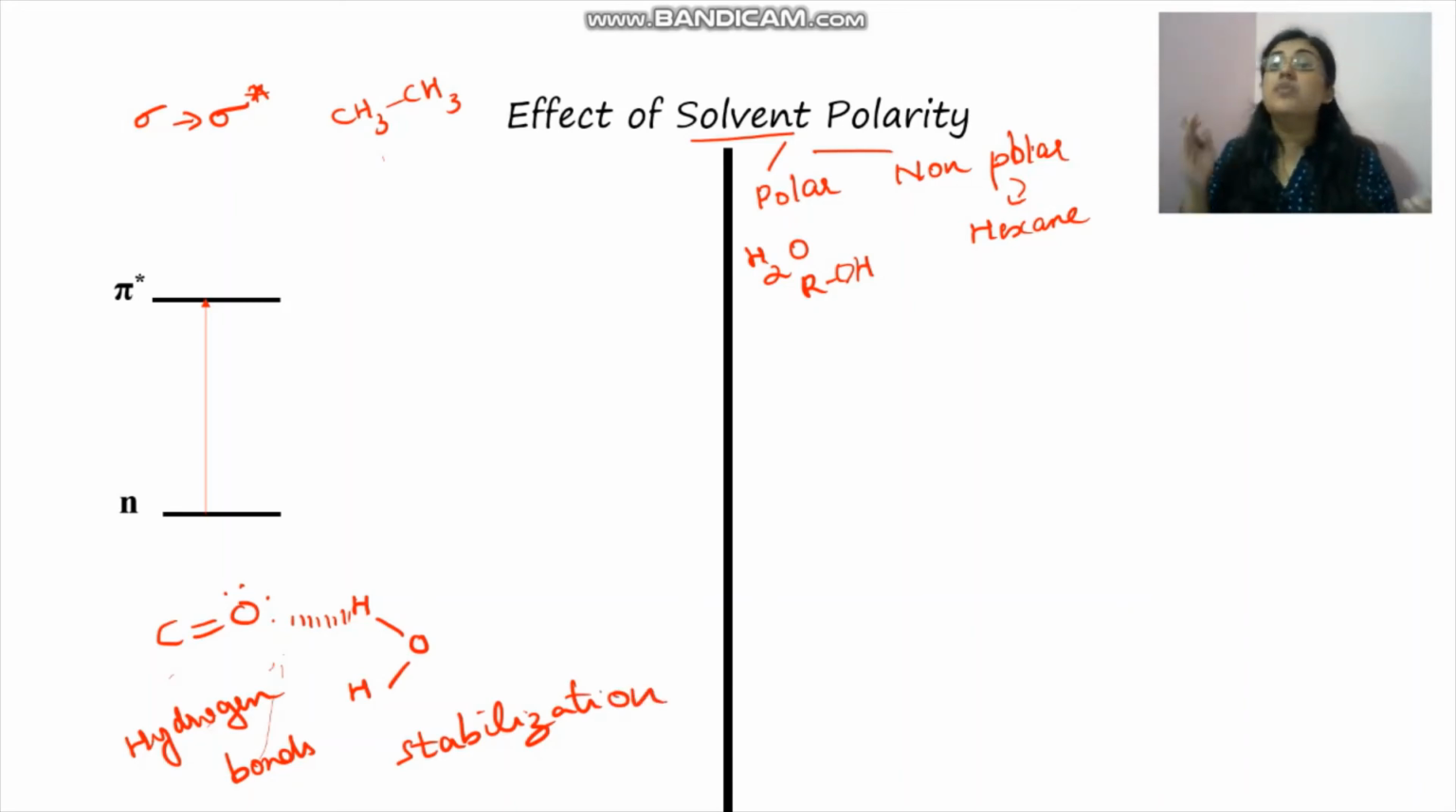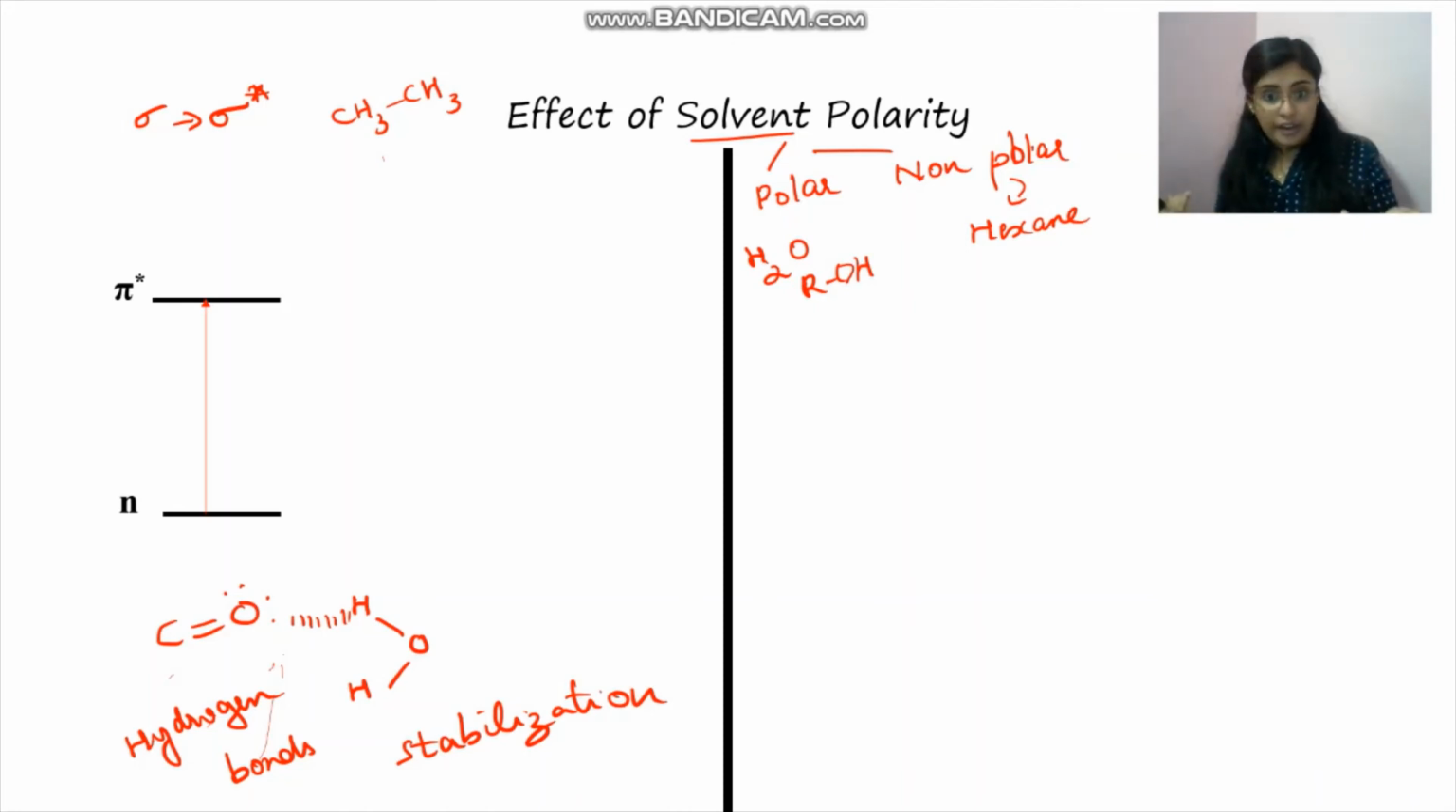And what happens when it is stabilized? Because I have a carbonyl group which is polar, and I have my water molecule, the solvent, which is polar. These polar molecules interact with each other and form hydrogen bonds. As a result of hydrogen bonds, stabilization occurs, and as a result of stabilization, energy would decrease.